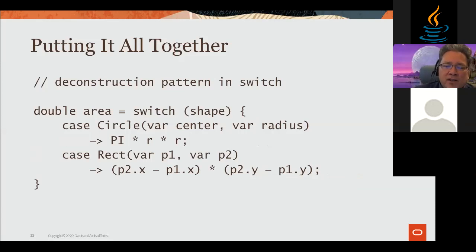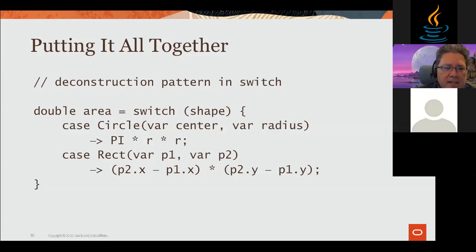30 seconds on deconstruction. So the point of records being transparent carriers of data is that the compiler now knows enough about a record to extract its fields. So here's a variant of that where we know a Circle has a center and a radius. And so instead of doing the instanceof, downcast and extract, we can write a pattern that declares variables that extracts them for us. And so, whoops, sorry, typo on the slide here. It should have been pi times radius times radius.